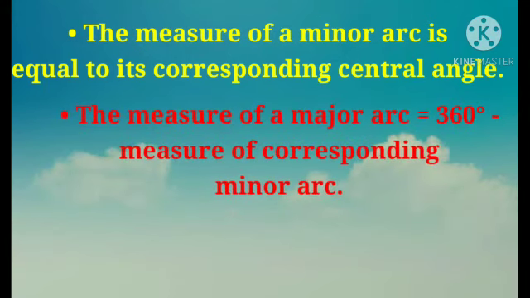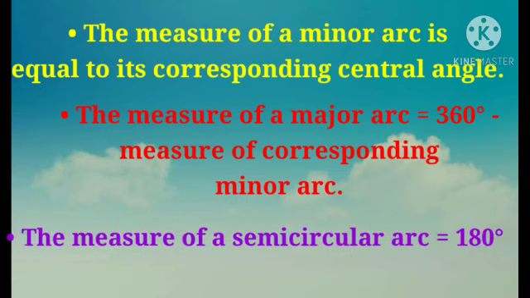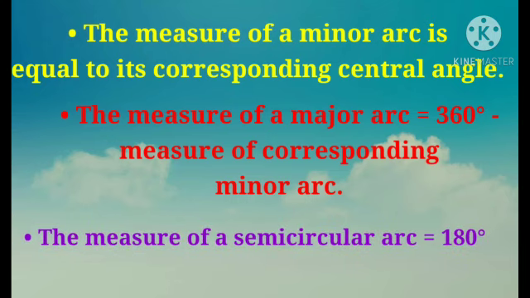Then next is the measure of the major arc. How are you going to find out the measure of the major arc? You have to subtract the corresponding minor arc from 360 degrees. So, 360 degrees minus the measure of the corresponding minor arc. Then what is the measure of a semicircular arc? The measure of the semicircular arc is 180 degrees.